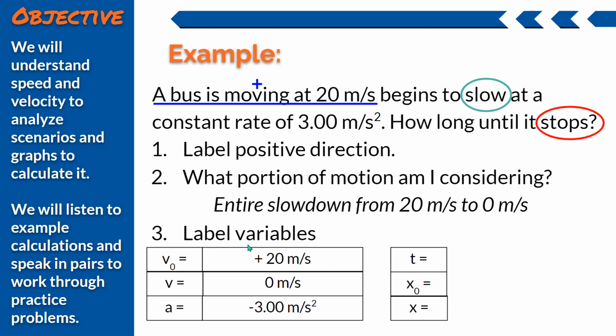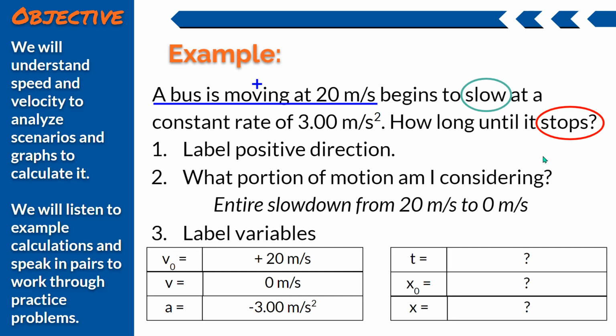All right, so I've got the first 3 labeled, and that's the only 3 pieces of information we have because they didn't give us a time. In fact, they want us to find it. And then they didn't tell us anything about the position. Now, I will say this. If we needed it, I could just call my initial position 0. It didn't define it otherwise.